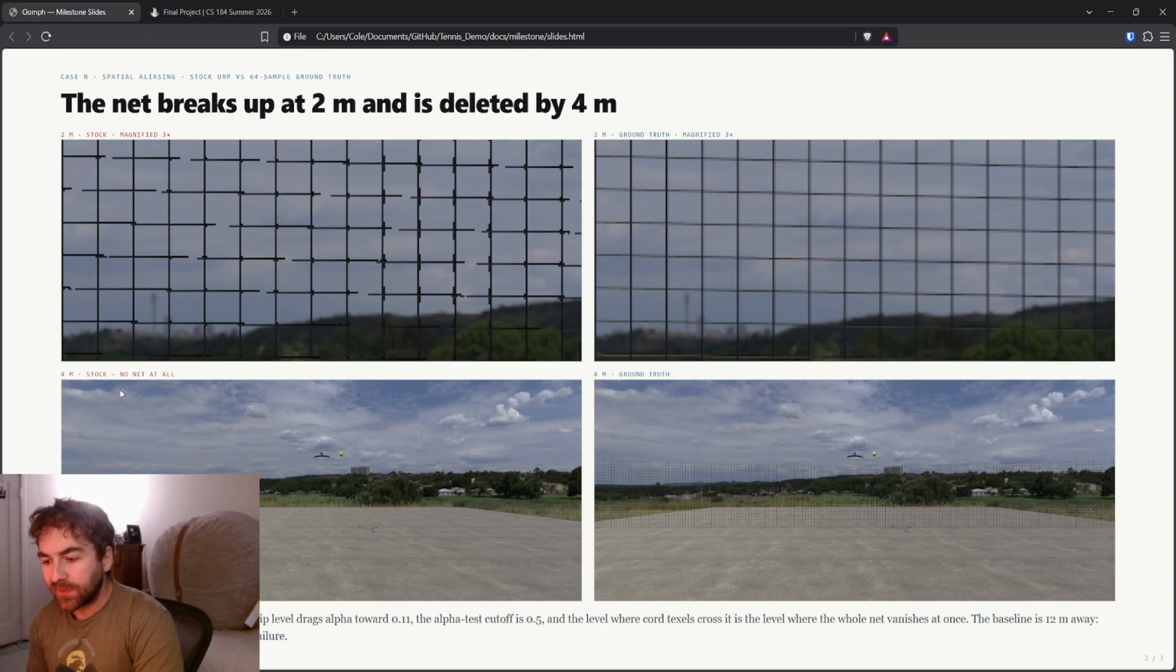We are creating two different issues with spatial aliasing as we move away from the net. We're dragging the alpha down towards a convergence number based on what percentage of the screen the net is taking up, and that's below the alpha test cutoff. So it's going to basically disappear with the Unity stock renderer at somewhere between 2 meters and 4 meters from the net. So we're definitely going to beat that. And on the right is just the ground truth 64 times sampled image.